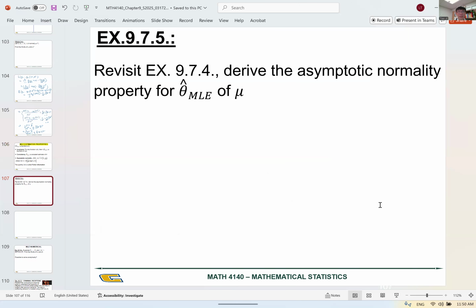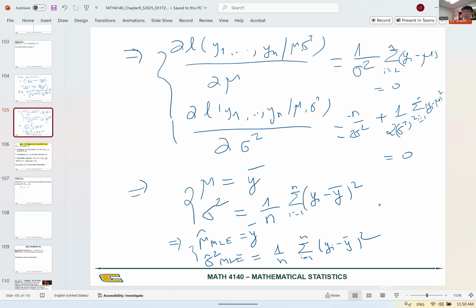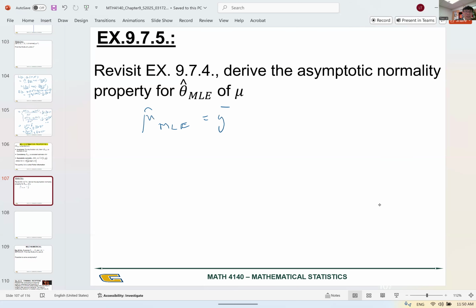Revisit example 974, where we just derived the maximum likelihood estimator, right? And now we need to derive the asymptotic normality for just mu, the mu MLE. So basically, the mu MLE is y bar, right? This is what we just got.